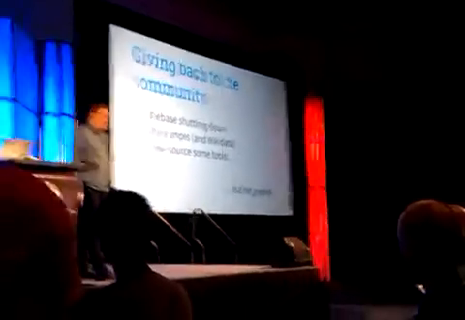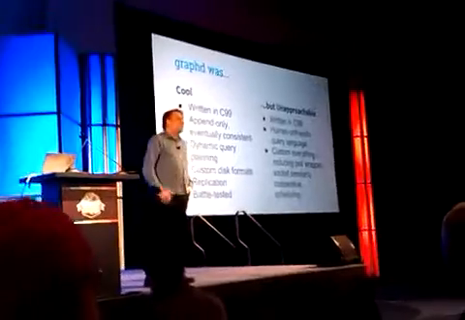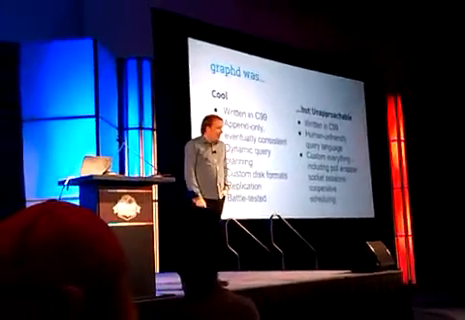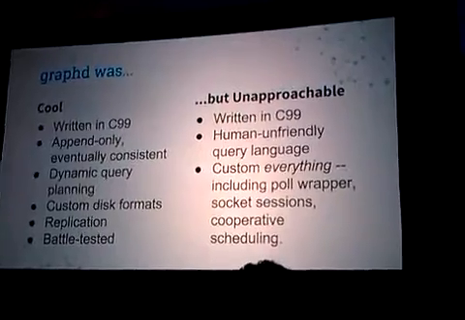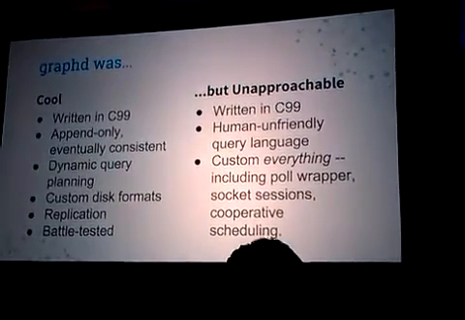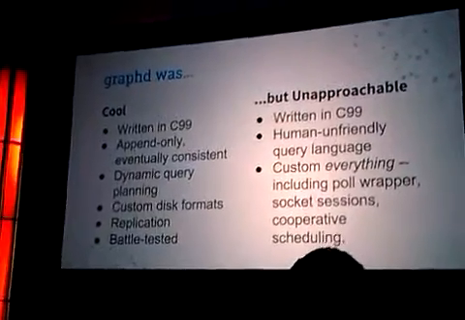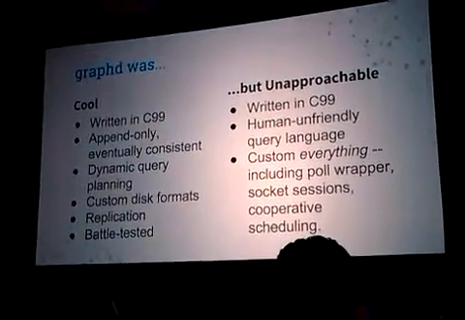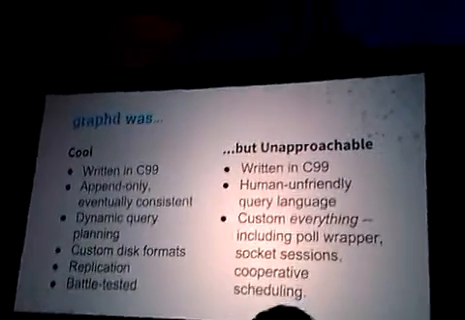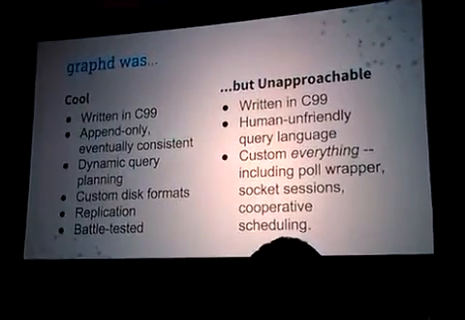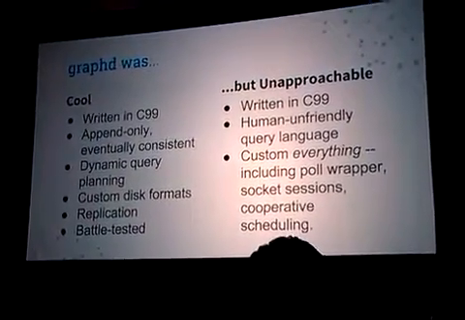So why not GraphD? Well, GraphD was cool. It was written in C99, had a bunch of cool things, been running in production for a long time. Replication, the whole nine yards. But it was also really kind of full of technical debt. It was written in C99. It had an inhuman and unfriendly query language. If I showed you an example, you wouldn't be able to read it because it was all parsed by computers. And custom everything, like our own session libraries, our own wrappers around epoll. It was really kind of nuts.